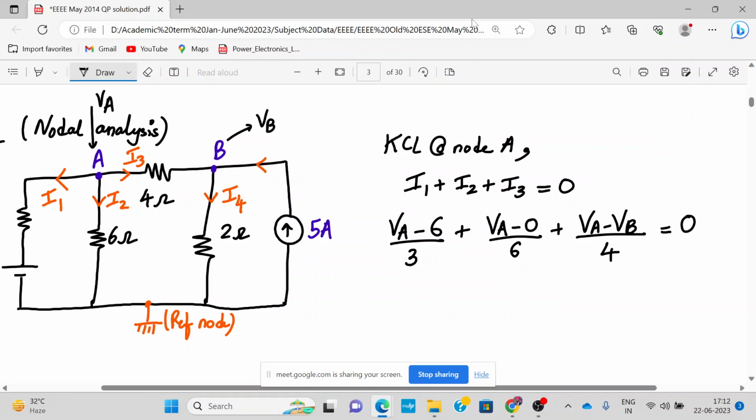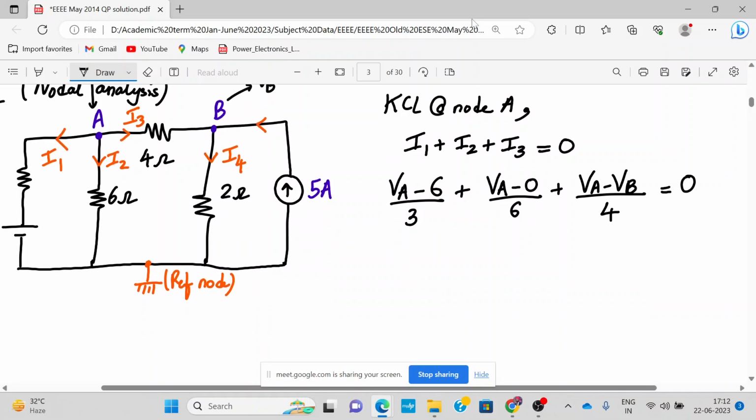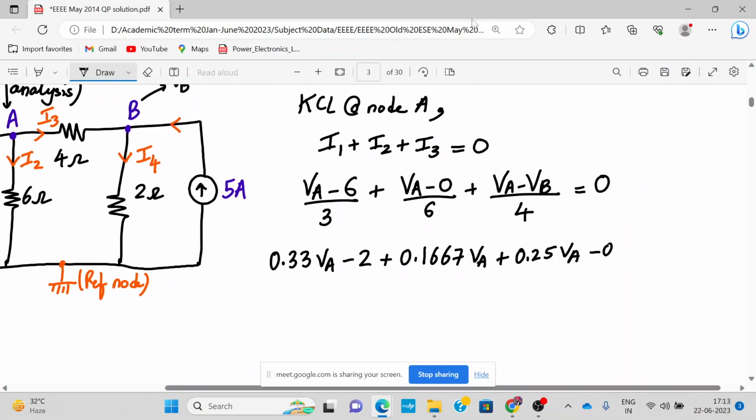Okay, I recommend do not do LCM at all. Directly you can solve it. Alright, so I'll tell you how. What is VA upon 3? 0.33. You can check it out. VA minus 2 plus 1 upon 6 is how much? 0.166. Be it in decimals, no problem. 1 upon 4 is 0.25. So 0.25 VA minus 0.25 VB is equal to 0.